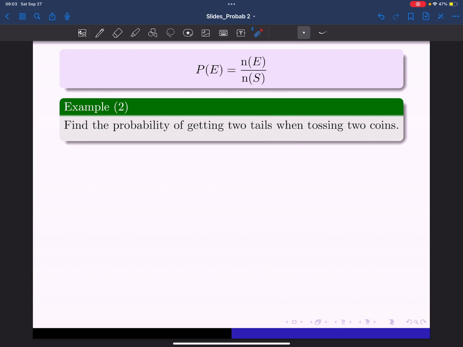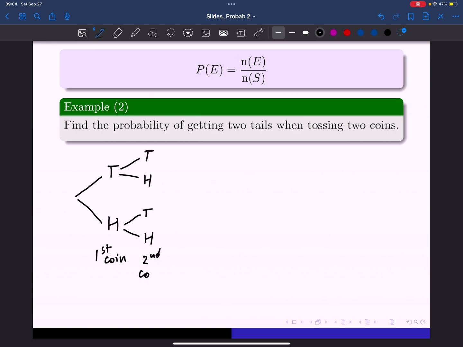Example 2: find the probability of getting 2 tails when tossing 2 coins. When we toss 2 coins, what can we get? Let's put it in a tree. We can get a tail or we can get a head. That would be my first toss, or first coin. And then on the second coin, we can get a tail or a head, a tail or a head. So this would be my second coin.